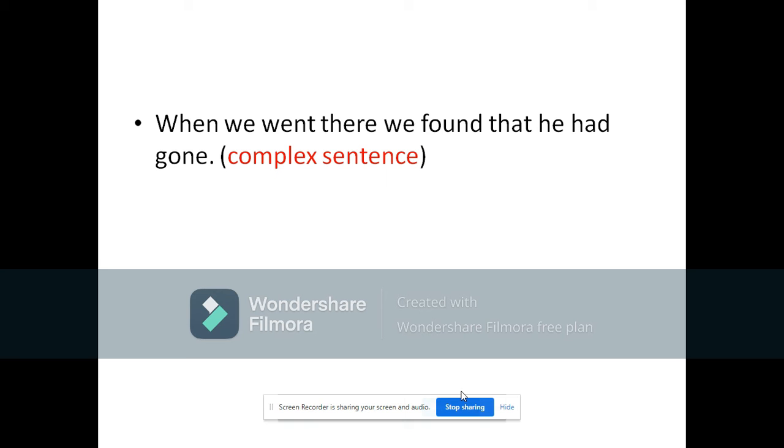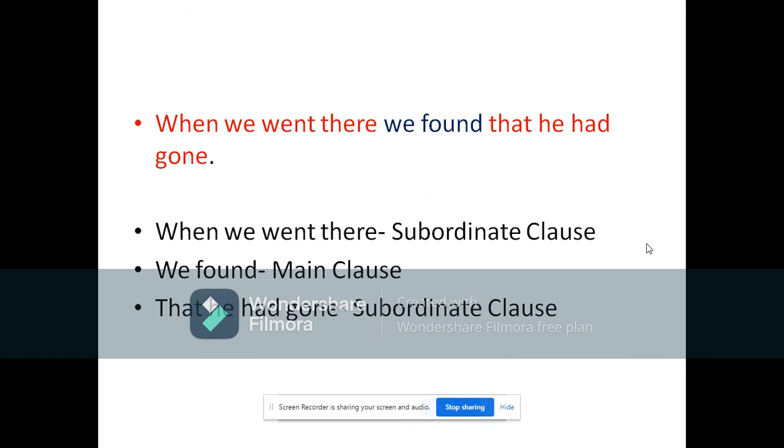Which is the main clause? Which are the subordinate clauses? When we went there, it is a subordinate clause. We found is a main clause. That he had gone, it is also a subordinate clause. So this sentence contains one main clause and two subordinate clauses. So it is a complex sentence.